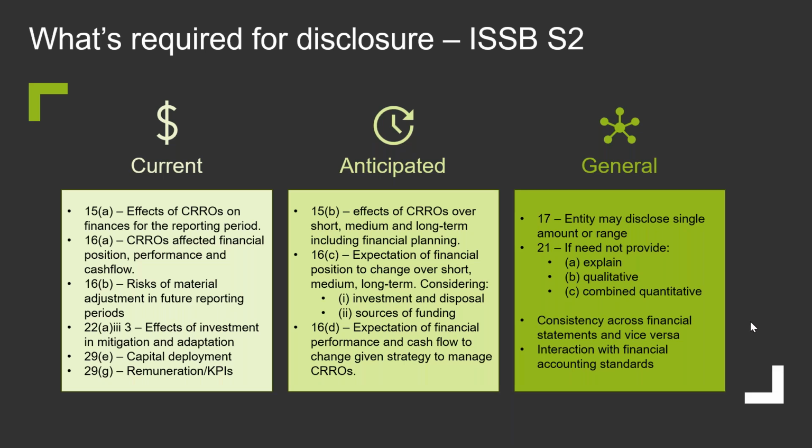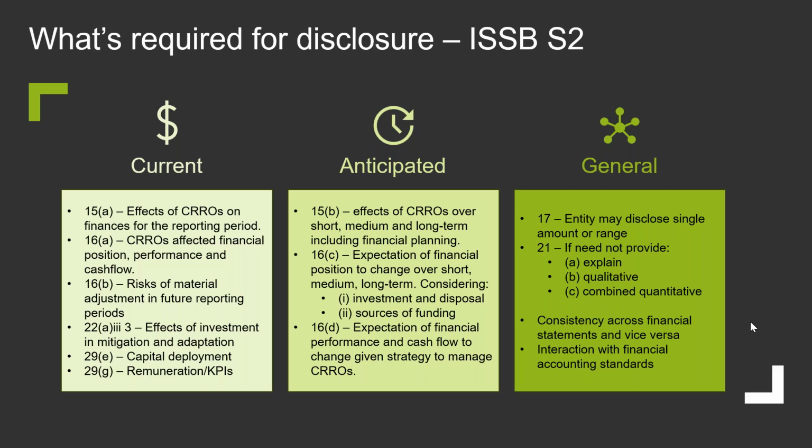And these ones aren't mentioned in the standards, but are highly relevant. So the first one is about consistency. I'd mentioned it in anticipated investment and disposal, but we want to ensure that there is consistency across the financial statements and vice versa. So what you're saying in your climate disclosure should match up to the finances of your financial statements and your broader annual reporting suite. And secondly, this may have some interaction with financial accounting standards.